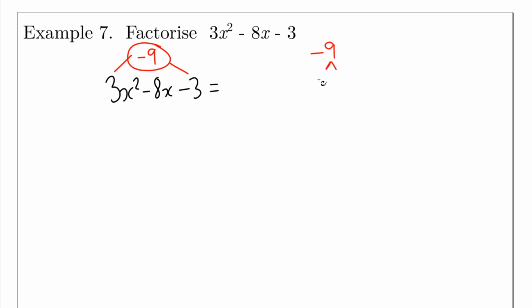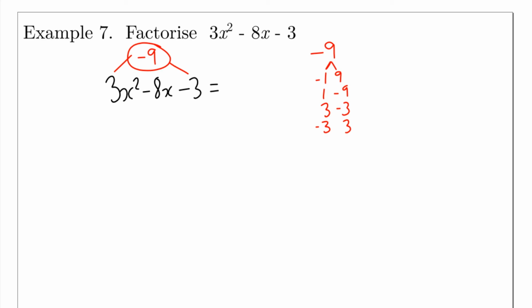Okay, and finally we're on to example 7. Again, we have to factorize a quadratic with a coefficient in front of the x squared. So we're going to use the exact same method, 3x squared minus 8x minus 3. What we will do is we'll take the first coefficient and the last coefficient and we'll multiply them together. 3 multiplied by minus 3 gives me minus 9. I write down minus 9 onto the side and I find all the factors of minus 9, which is minus 1 and 9, 1 and minus 9, 3 and minus 3, minus 3 multiplied by 3.